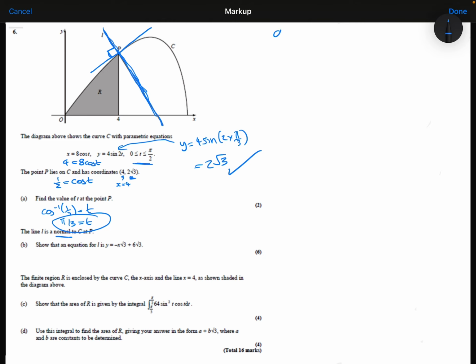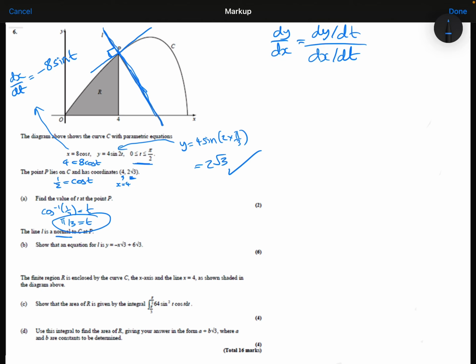So gradient of the tangent we're going to find by doing our gradient function, which when we're in terms of parametric equations, we'll write as dy by dt divided by dx by dt. When I differentiate my x function, differentiating 8 cos t, well, cos differentiates to be minus sine. So I'll get minus 8 sine t.